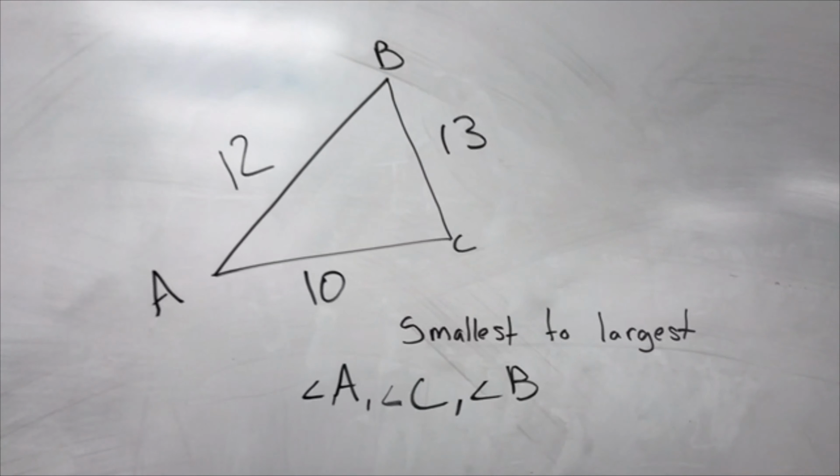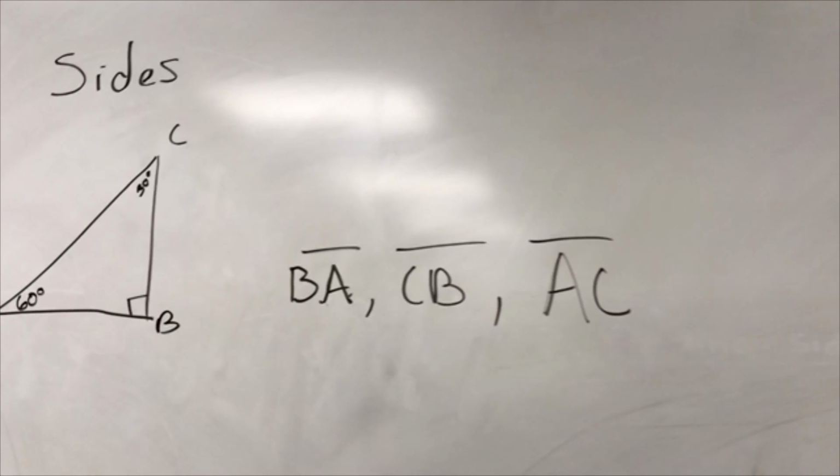For the sides of an angle, you need to look at the opposite angle of the side. So, we see that angle C is 30 degrees, angle A is 60, and angle B is 90. So you look at the opposite, and smallest to largest, it's segment BA, segment CB, and segment AC.